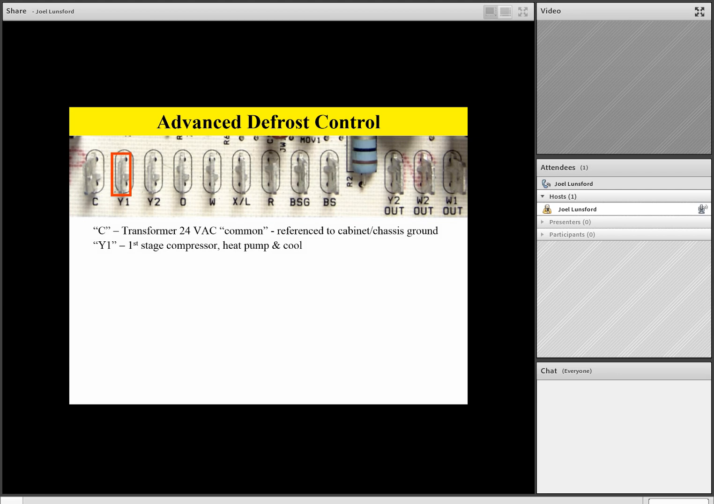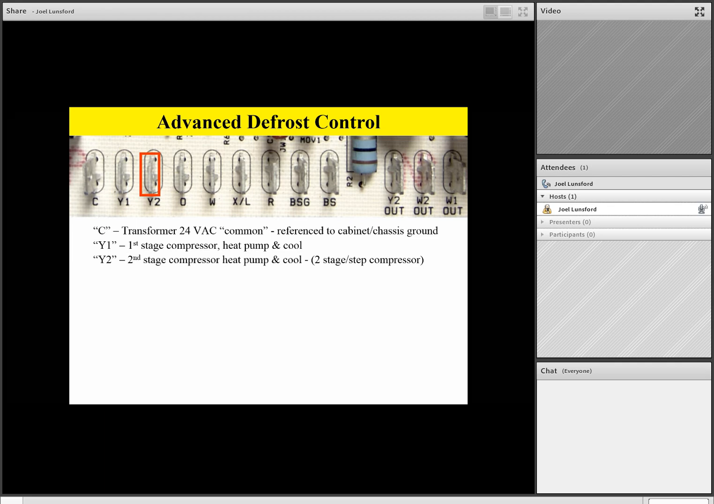Y2 will be our second stage compressor operation if we have a two-stage piece of equipment. For instance, like the HL19 would be a good example. The Y2 would be your second stage compressor operation from the thermostat. Demand from the thermostat, second stage compressor. The O terminal, remember team, O terminal is our reversing valve on our heat pumps, on our Champion heat pumps, and it will be energized in the cooling mode of operation.